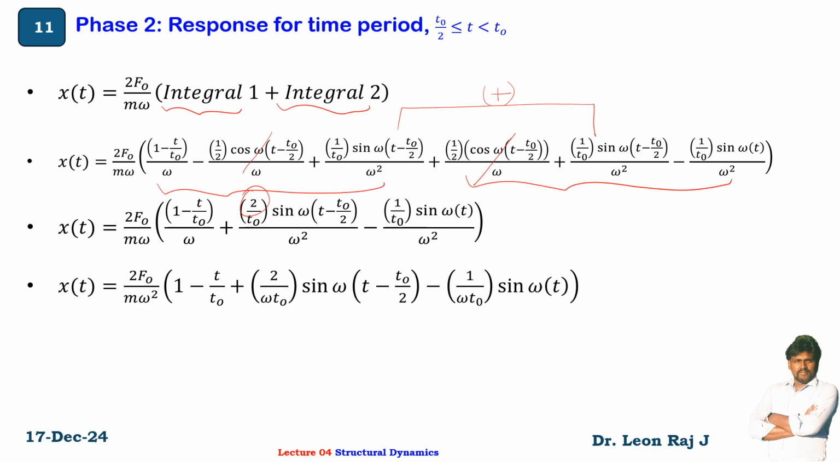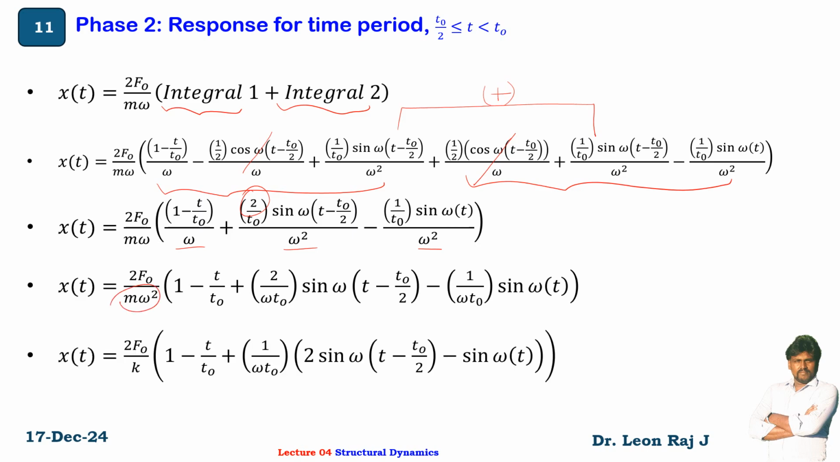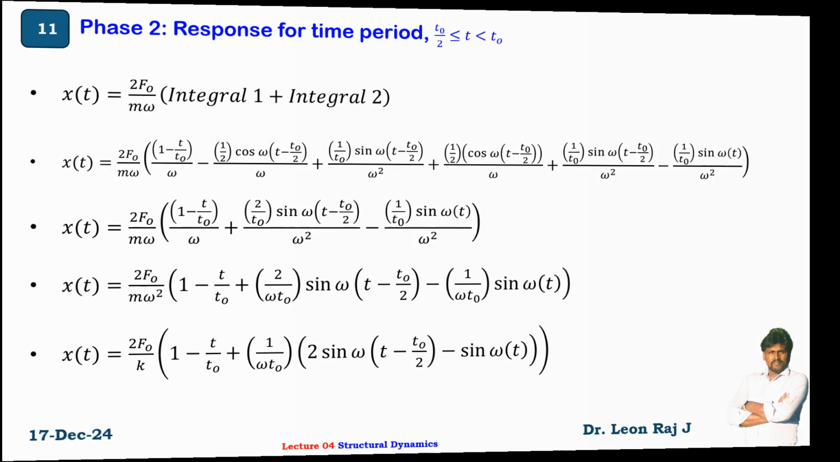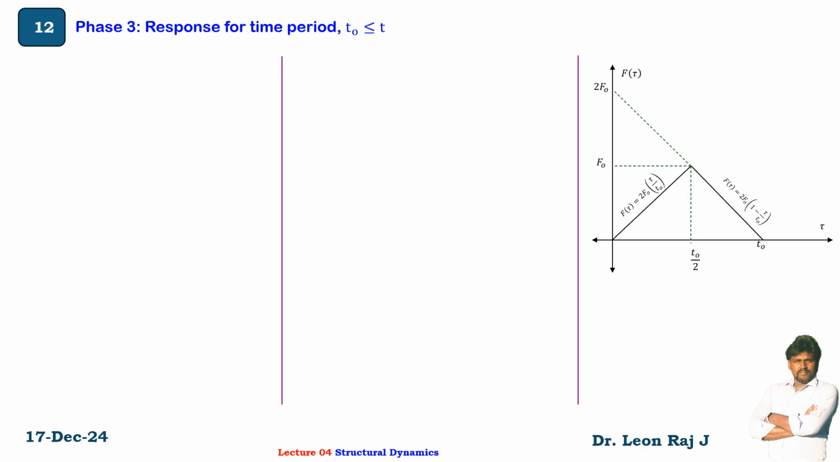So this is further simplified as you take 1 omega from each term here, you will get outside. So you will get this m omega square. So k equal to m omega square and omega equal to square root of k by m. So your response is further simplified as x of t equal to 2f0 by k (1 minus t by t0) plus 1 divided by omega into t0 into (2 sine omega (t minus t0 by 2) minus sine omega t). So this is your response for a time period t0 by 2 to t0.